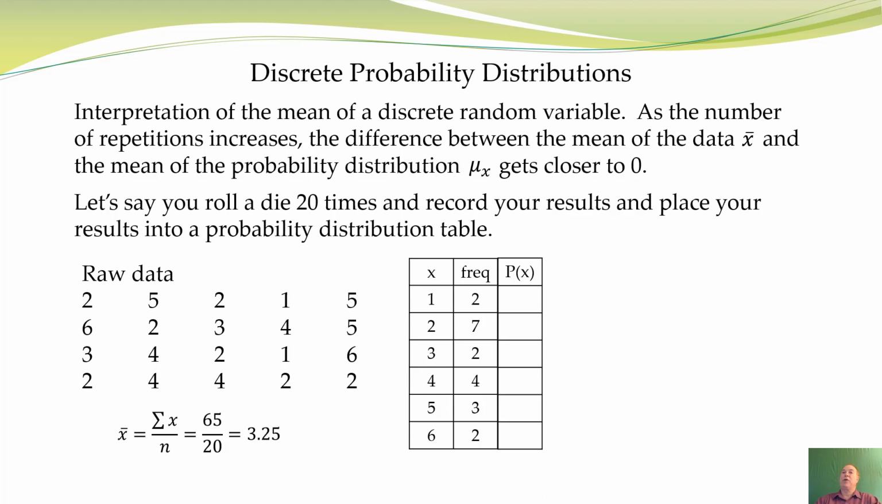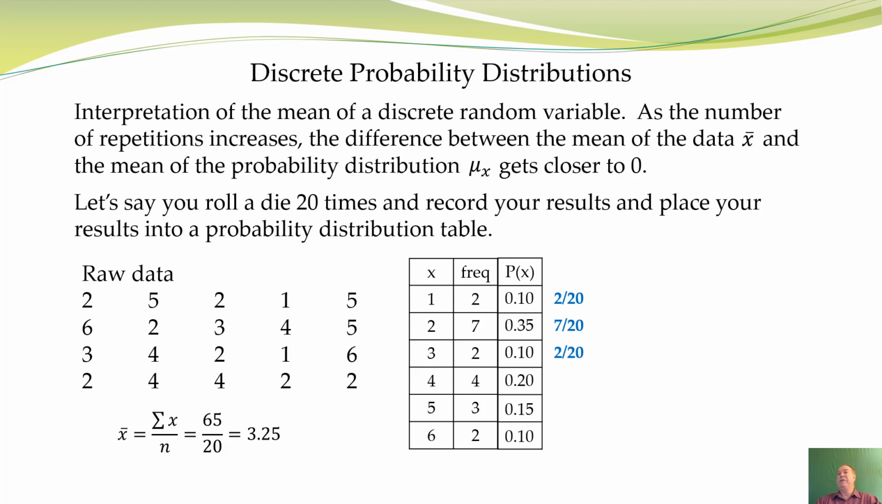Now, if you recall from an earlier chapter, if I know the frequency and I know the total of the frequencies, the probability of x is the frequency divided by the total. So in each case, I would take 2 divided by 20, 0.10 for the probability of a 1. For a probability of a 2, 7 divided by 20, 0.35, and so on.